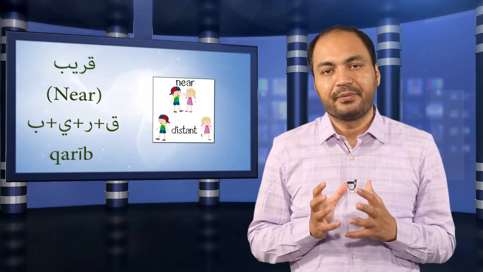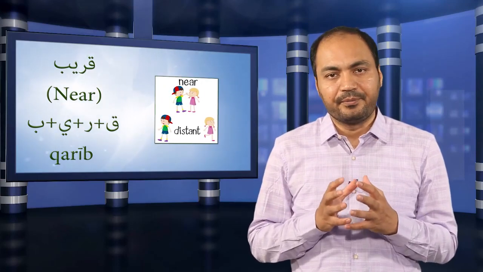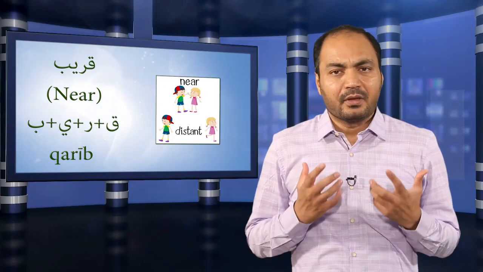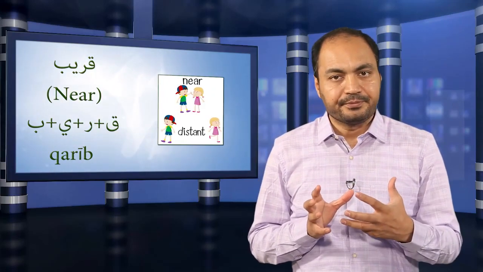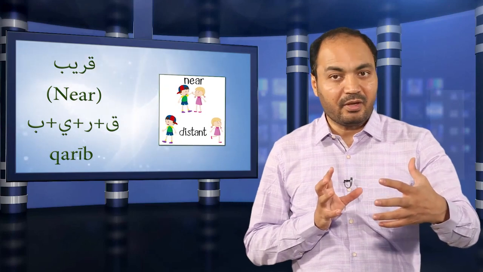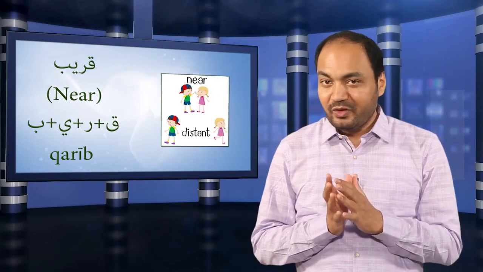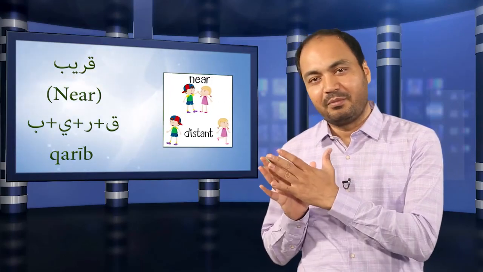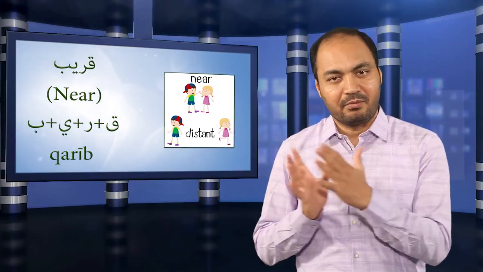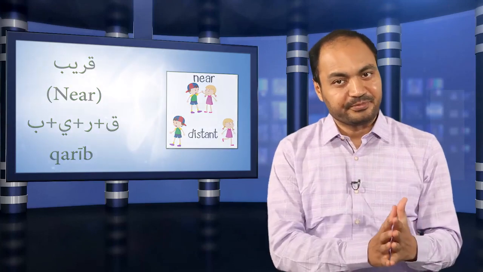Now the next Arabic word starting with qaf is qareeb. So what is qareeb? Qareeb is near. It is starting with the Arabic alphabet qaf. Qareeb, and the opposite is ba'id. Ba'id is far. Ba'id, qareeb. Ba'id is far, qareeb is near.